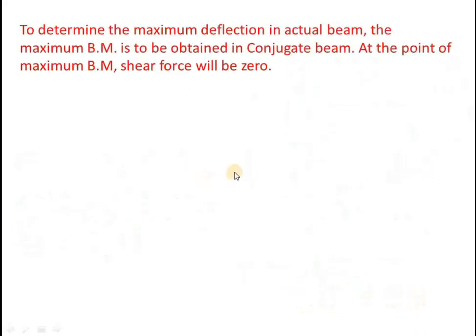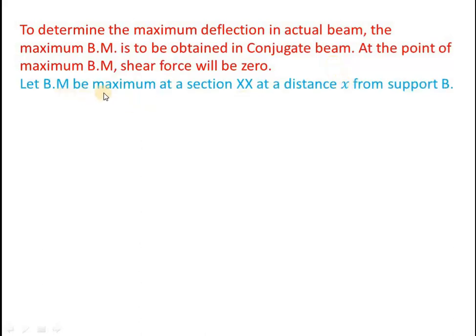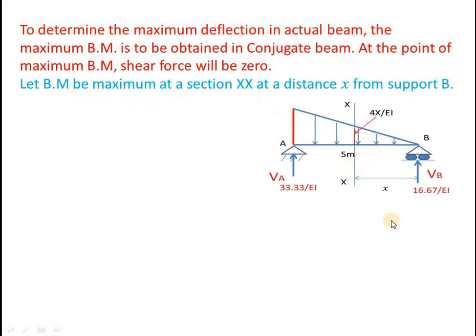Next, you have to calculate the maximum deflection. You know that the maximum deflection for the given beam is given by the maximum bending moment for the conjugate beam. So first we need to calculate the maximum bending moment for the conjugate beam. Let the bending moment be maximum at a distance x from support B. Let us assume that here the bending moment will be maximum.